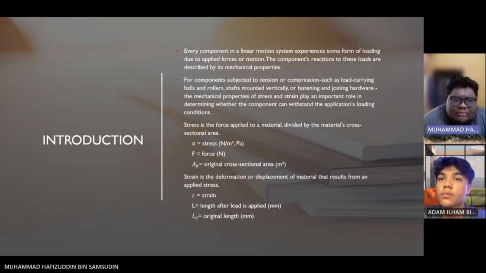Stress is the force applied to the material divided by the material cross-sectional area. This is the formula for stress: force and original cross-section area. The strain is the deformation or displacement of material that results from an applied stress. The symbol for strain: length after load is applied, and this is the original length.